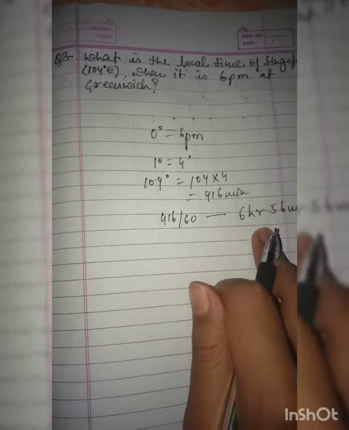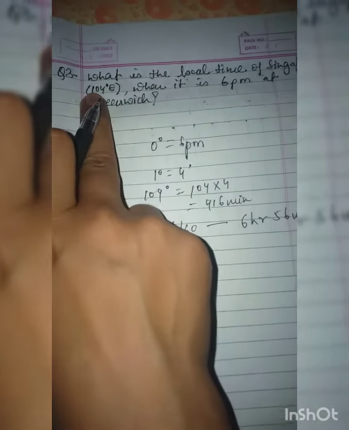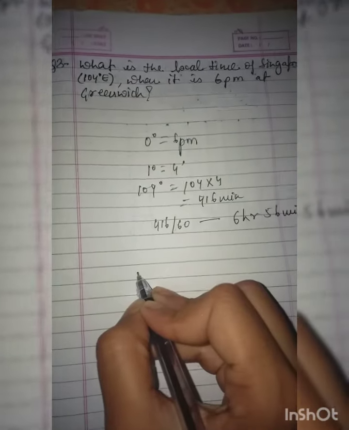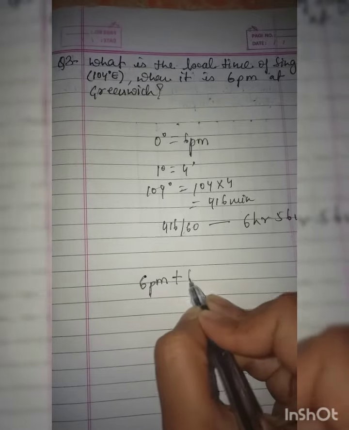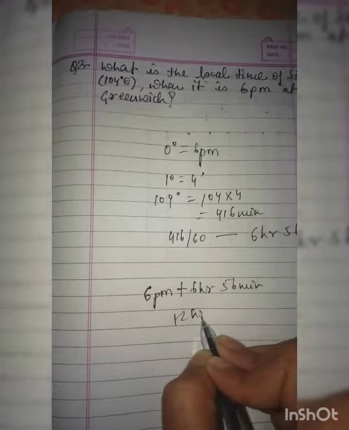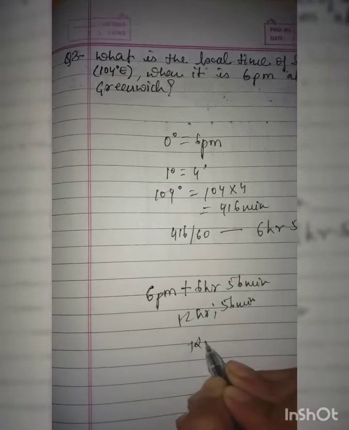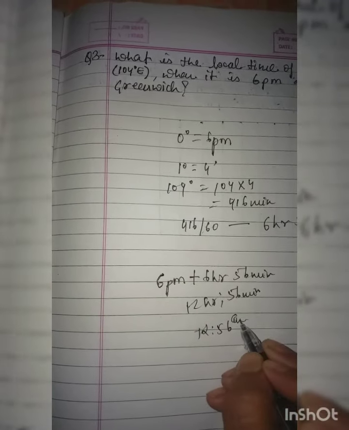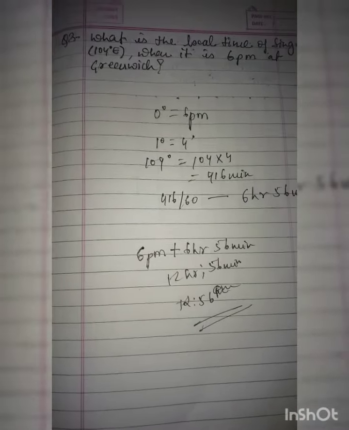The most important thing to be kept in mind is east or west. Whenever we are moving to the east, we have to add. As it is 6 p.m. at Greenwich, we have to add: 6 p.m. plus 6 hours 56 minutes. So it will be 12 hours and 56 minutes. We can write it as 12:56 a.m. Sorry, p.m. So this is to be kept in mind properly.